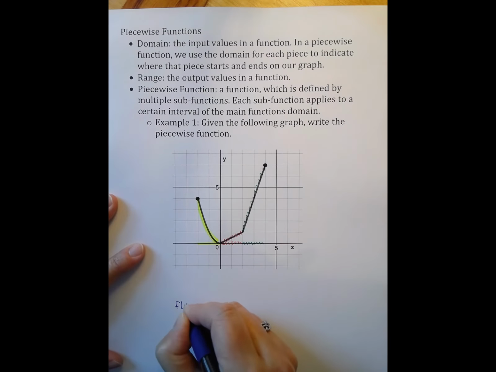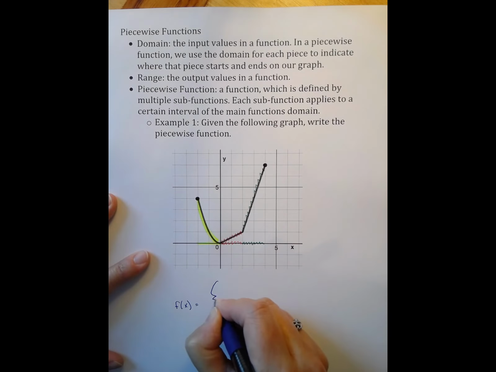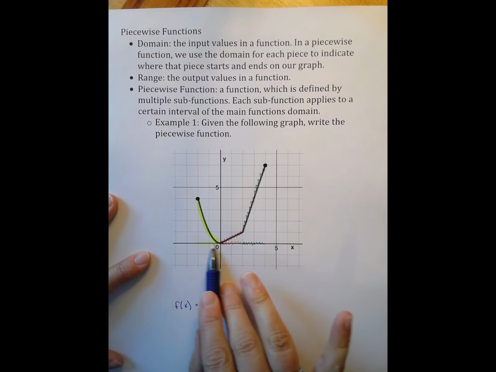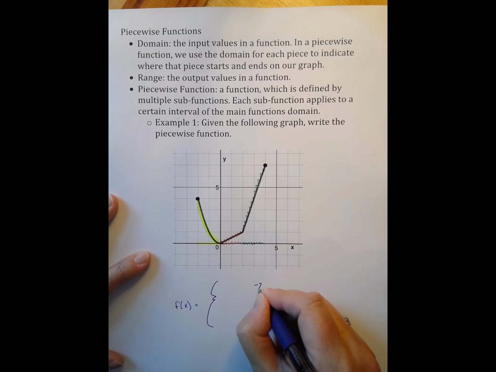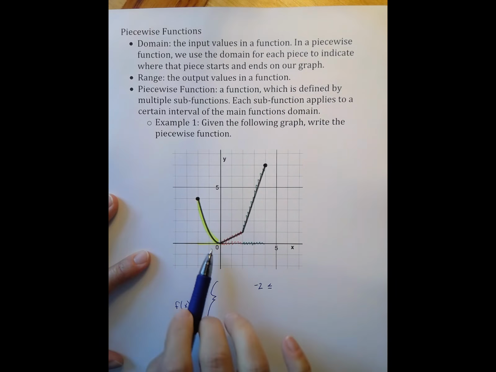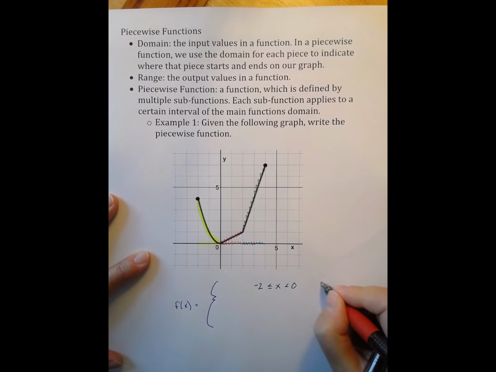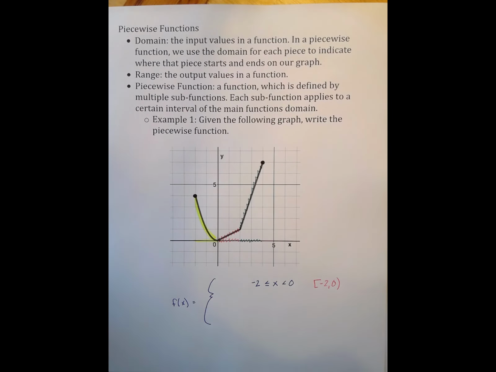So we'll call this function f of x. I'm going to use some brackets, and I have three subfunctions. I'm going to write the domains first. So my first domain here is from -2, and it's a closed circle, so less than or equal to x, and to 0. And I'm going to use the open circle here. Alternatively, I could write this as [-2, 0) with a bracket around the -2 and a parenthesis around the 0. And we'll talk about that parenthesis in just a moment.